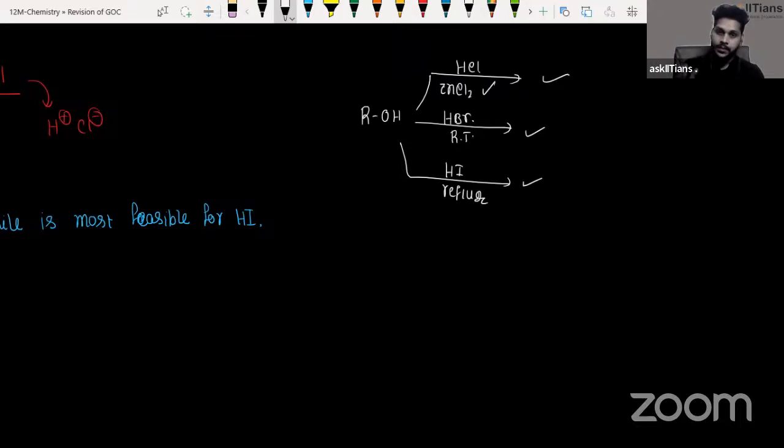That's why with HBr, we need a little bit of H2SO4 as well. Okay. We don't need ZnCl2, we need a little bit of H2SO4. But for HI, we just need to make a reflux with it. What is the meaning of reflux? Reflux means something like heating it a little bit, with a very little amount of temperature. Okay. That is what reflux is.